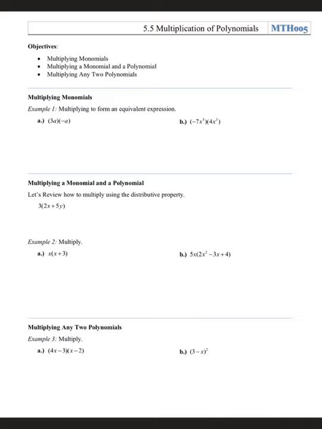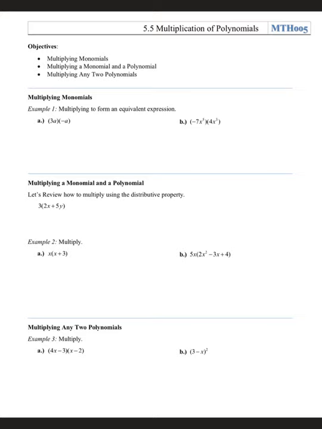Hello, Math 005. What we are talking about in this lesson is 5.5, which is multiplication of polynomials. In the last section, we added and subtracted them. Now we're going to be multiplying them. So we're going to start with multiplying monomials. Remember, monomials are one single term. And you may look at these and remember how to do these from before.